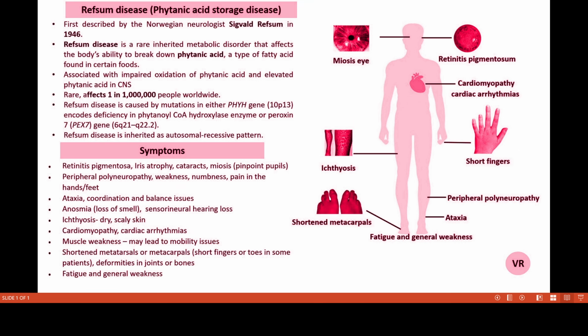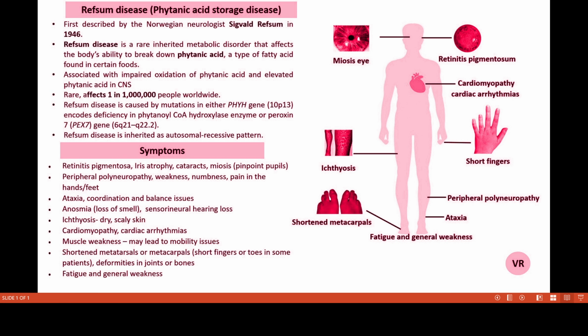Sensorineural hearing loss affects both ears. Loss of smell, that is anosmia, is an early and almost universal symptom. Dry, scaly or rough skin patches, that is ichthyosis, are a characteristic symptom. Progressive muscle weakness and numbness are due to sensory and motor nerve damage. Nerve damage also leads to difficulty walking. Cerebellar dysfunction leads to poor balance and coordination, that is ataxia.